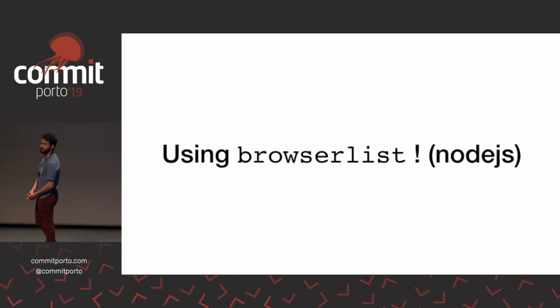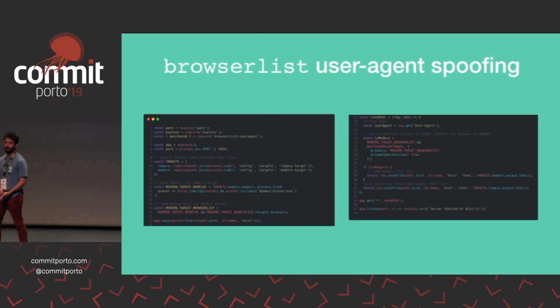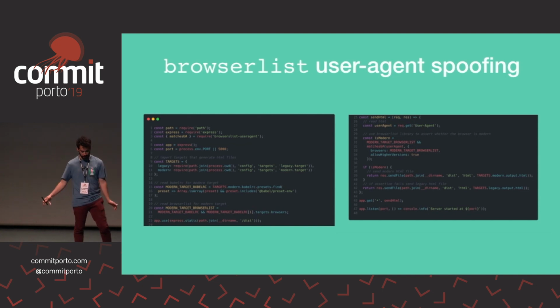Then the other solution, which I like more, is using browserslist, which is the string you are using in Babel to configure your transpiler. You can use this in the backend. There's a library for this. And the idea is to import this library called browserslist-useragent.